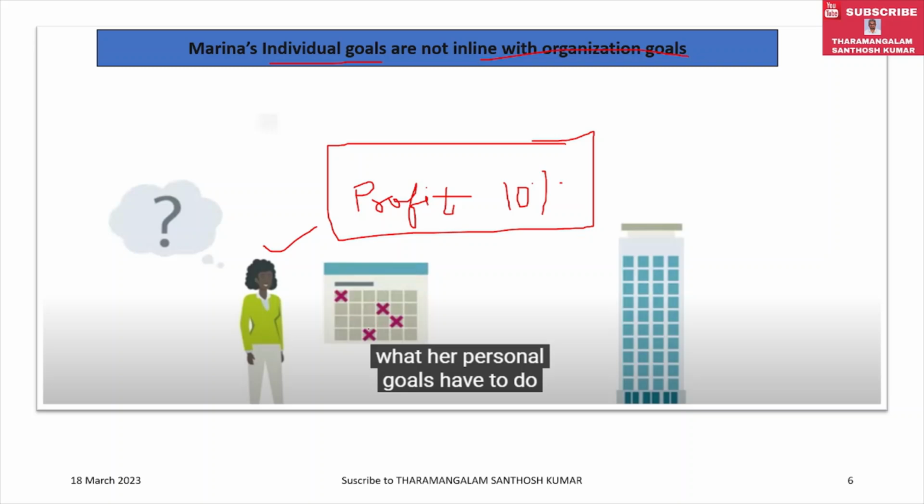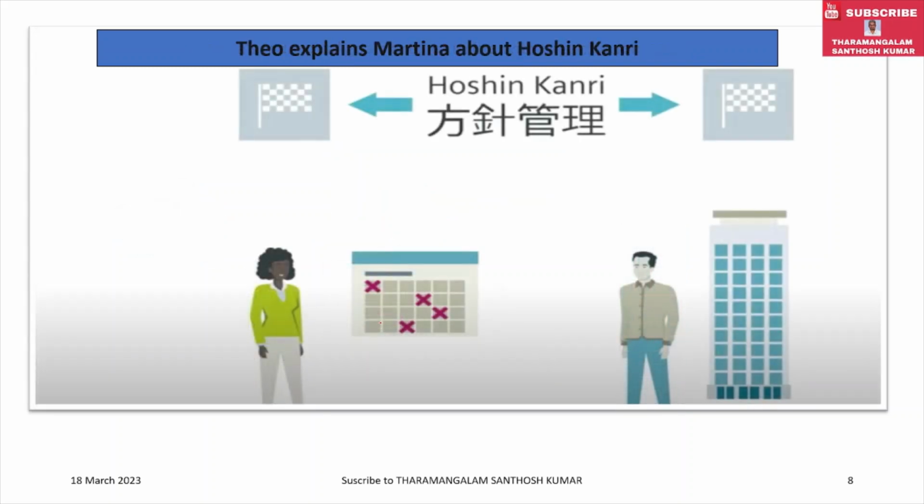That is what she feels. So now Theo explains what he is. Mr. Theo is the lead of Martina, and he explains that there is one process called Hoshin Kanri, where your goals, I mean Martina's goals, will be related to the company's goals. So in this case, the profit margin of 10% can be correlated with Martina's goals.